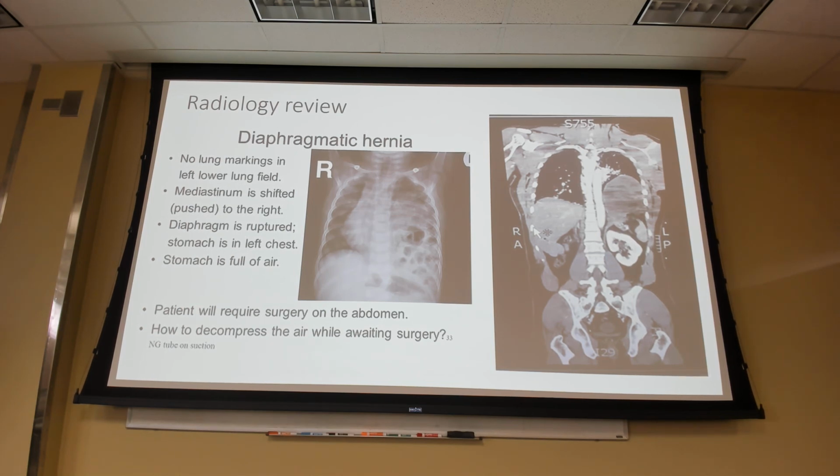So you have the stomach that's typically filled with air, and then it herniates from the abdomen into the lung, and that's what we call diaphragmatic hernia. And we typically do an NG tube for treatment until they can get to surgery, and that can help alleviate some of their symptoms as well and decompress it.